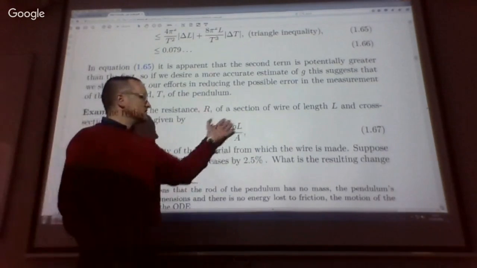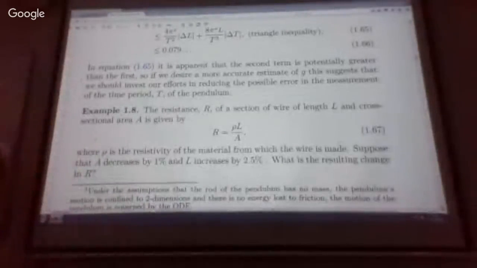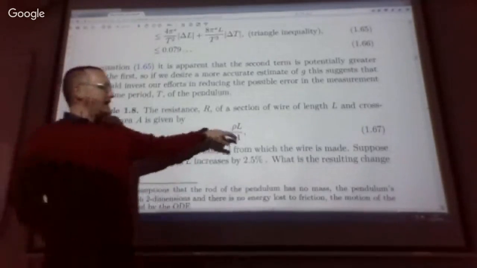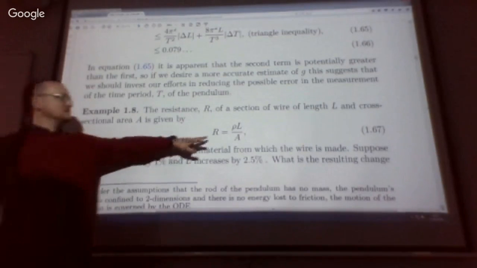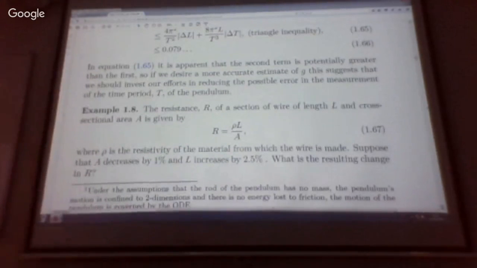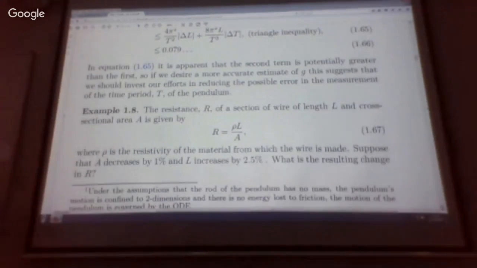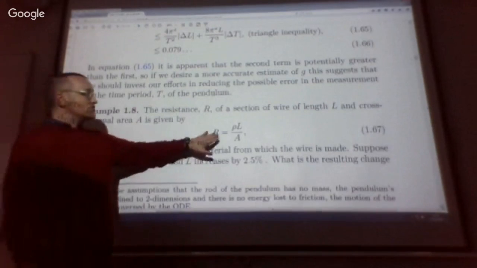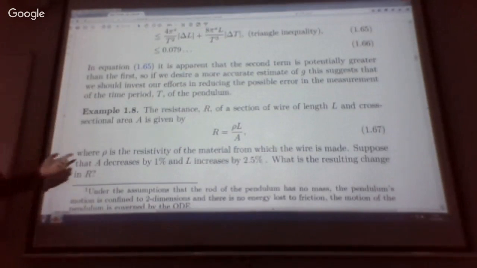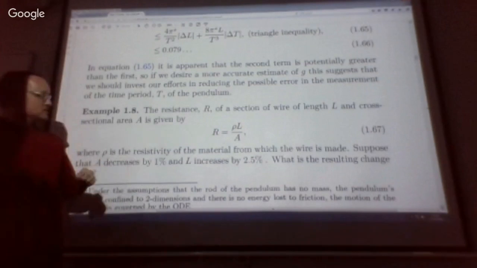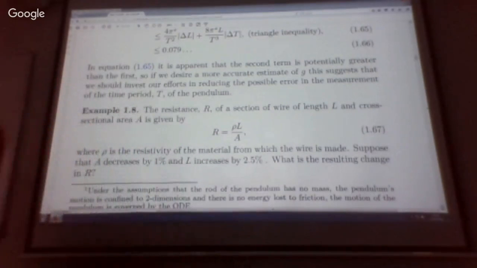So from the physics of the situation, we have this functional relationship between the two parameters, L and A, of a section of wire and the resistance of it. So we're assuming that our wire is some particular kind of material, so the resistivity rho is fixed. What we'd like to do is use the small increments formula to assess what the change in resistance is going to be if the cross-sectional area and the length change. Okay? So we'll suppose that the cross-sectional area decreases by 1% and the length L increases by 2.5%.